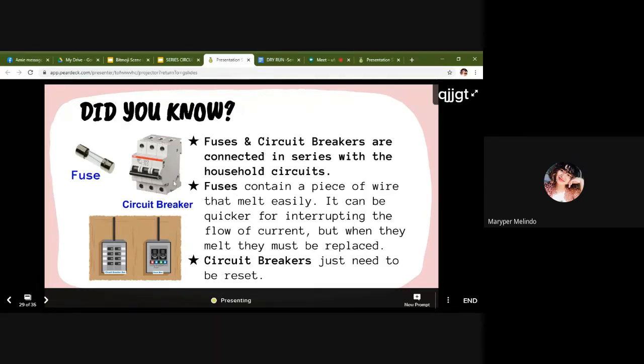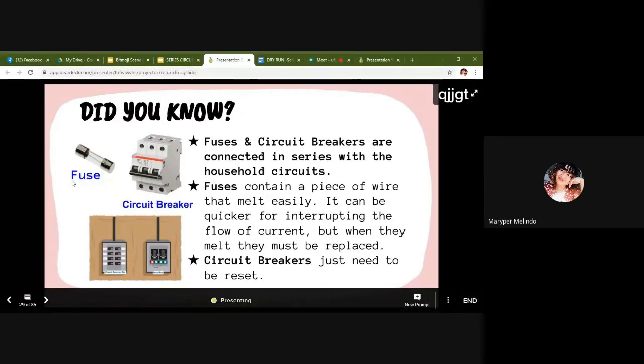So here we have the fuse, yung maliit na yan, meron siyang thin wire, and then yung isa naman circuit breaker. Tapos dito sa baba, makikita nyo, you have here the circuit breaker box, and then we also have the fuse box. Mas simple yung fuse box, tapos yung circuit breaker box ay mas malaki. Tsaka mas marami siyang buttons, on and off. So dito, fuse contains a piece of wire, napaka-nipis lang nun. That melts easily, mabilis siyang mag-melt. And it can be quicker for interrupting the flow of current, but when they melt, they must be replaced.